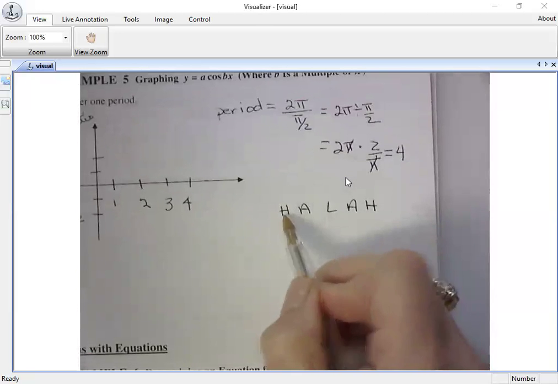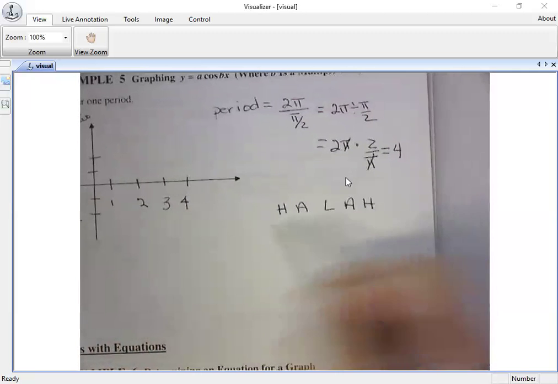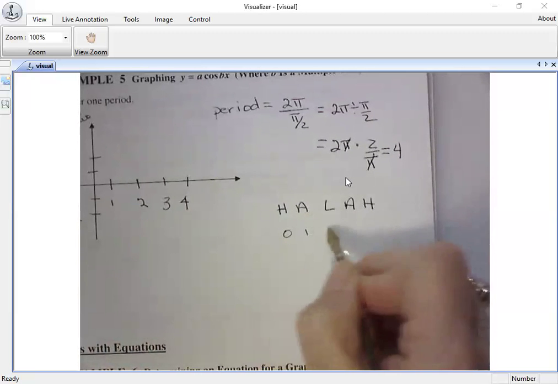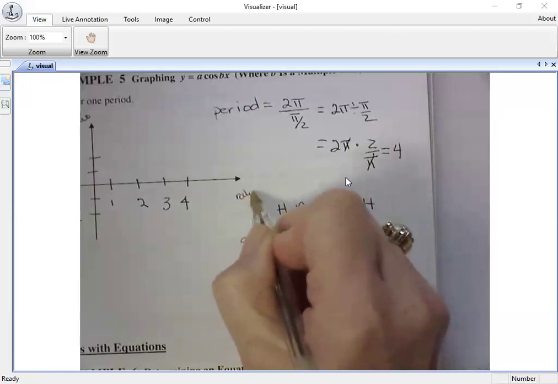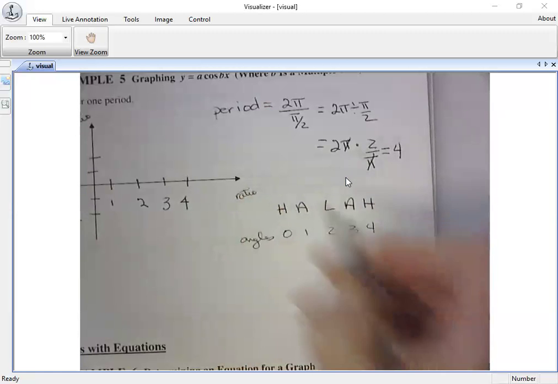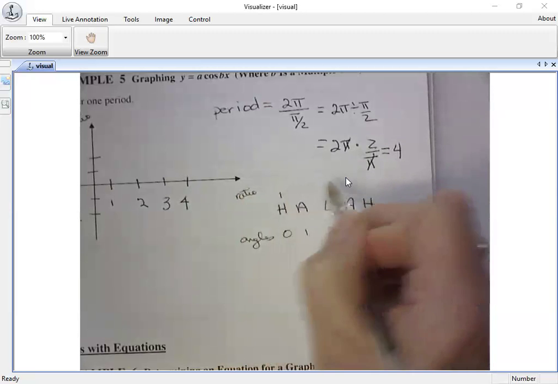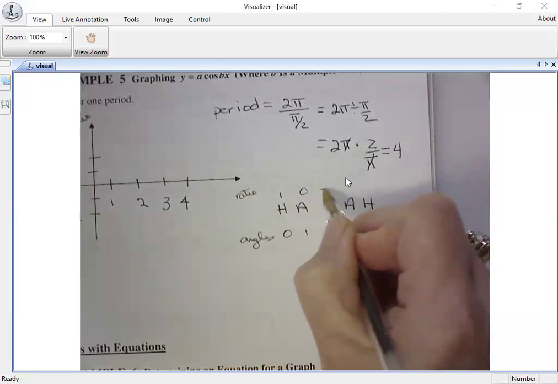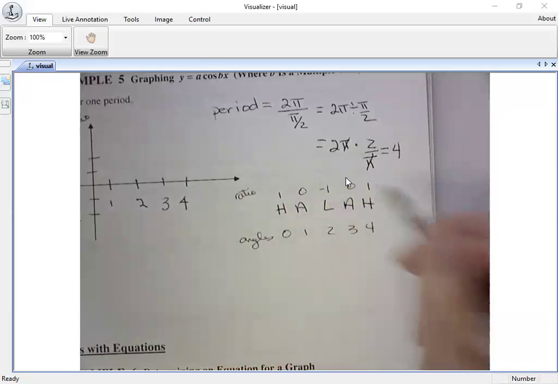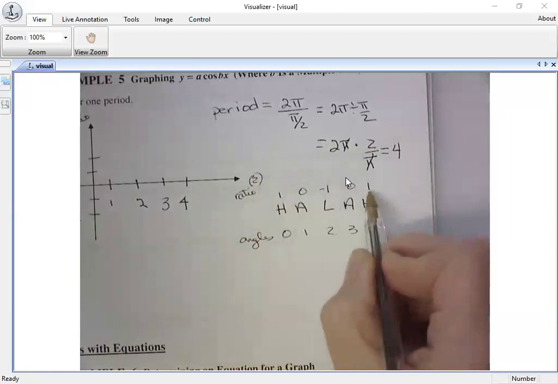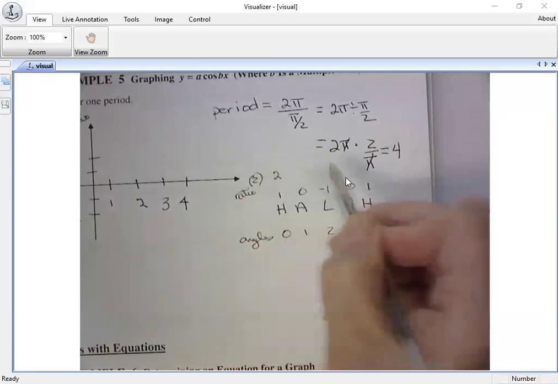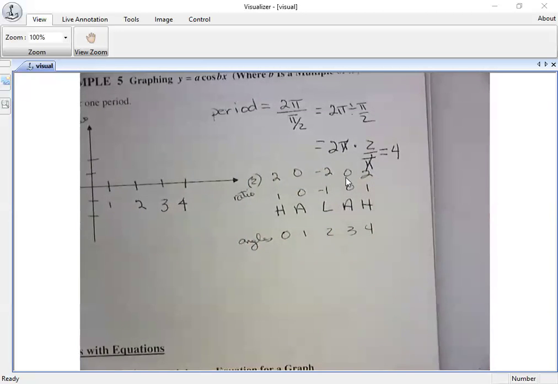And since I already have this marked off, I'm going to have 0, 1, 2, 3, 4 for my angles. My ratio normally for cosine would start where? At 1, then 0, then -1, 0, and back to 1. So since I have an amplitude of 2, that means I multiply this row by 2, and I'm going to have 2, 0, -2, 0, +2. Does that make sense? All right.